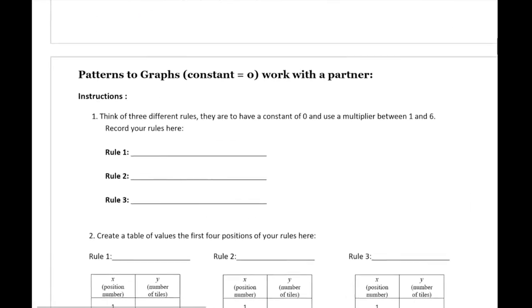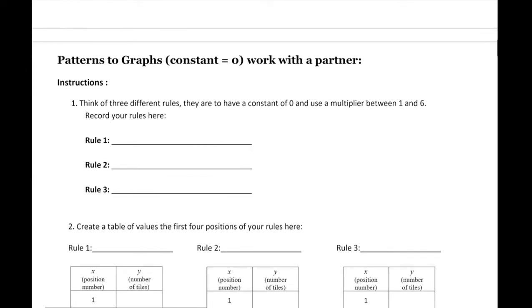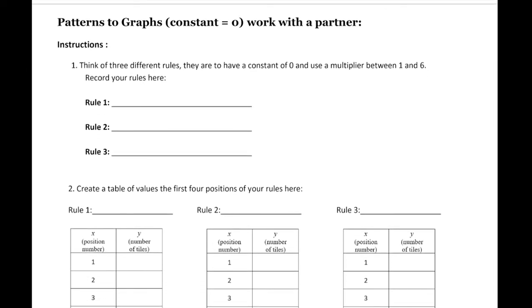For the next part, you have to come up with 3 different rules. If you're doing this in class, you'd be working with a partner. However, if you're doing this at home, we're just going to come up with some rules on our own. Again, you may have something completely different, but the main thing is that it has to have a constant of 0. So let's come up with 3 rules. Oh, sorry, and it says a multiplier between 1 and 6.